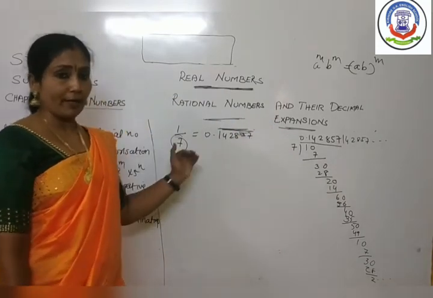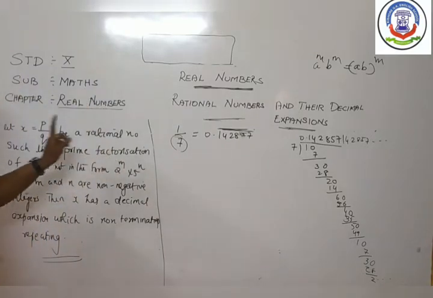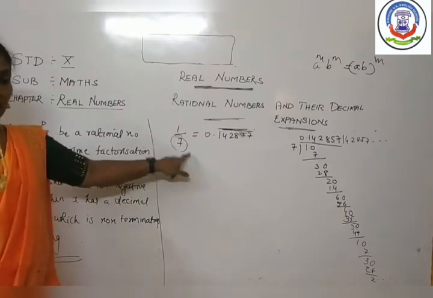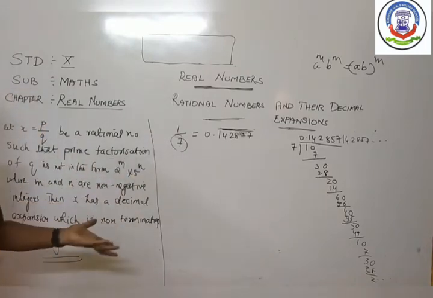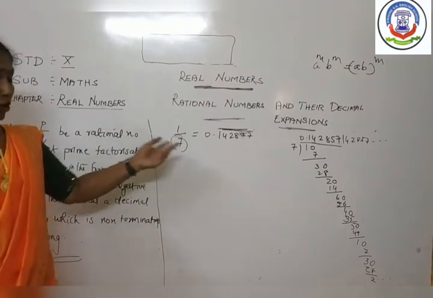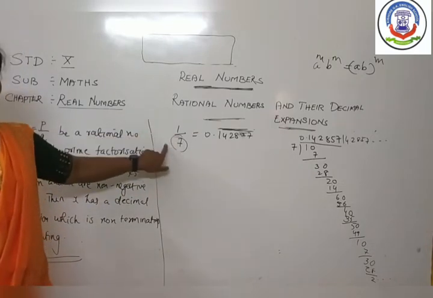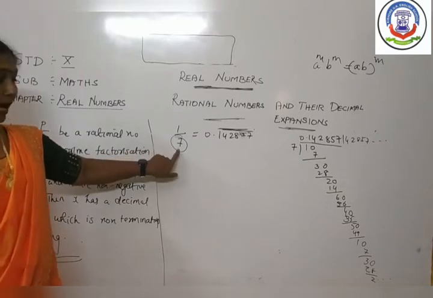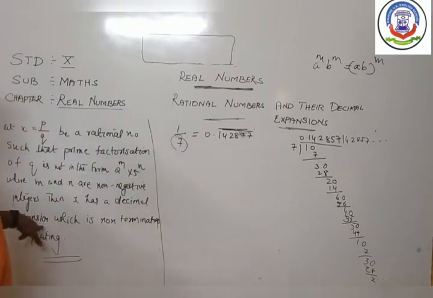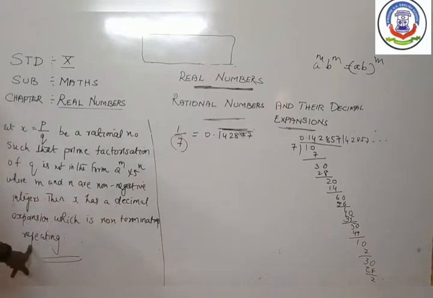That you can summarize in another way. That means if x is a rational number and the prime factorization of q, that means the denominator, is not in the form of 2 raised to m into 5 raised to n, and any other factors are coming, then we can say that this x, that means this p by q, will have a decimal expansion which is non-terminating and repeating.